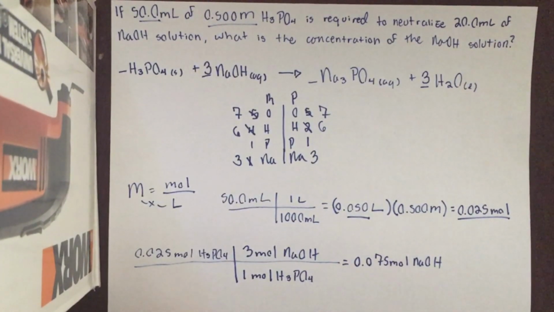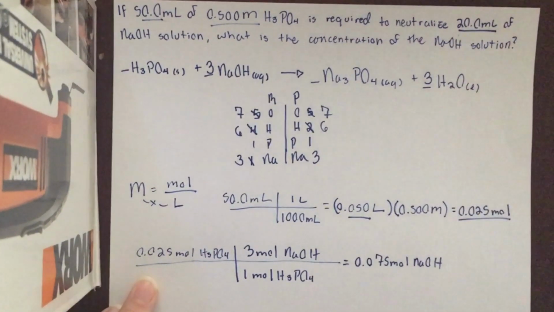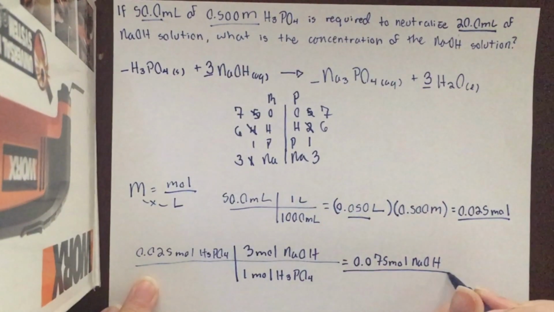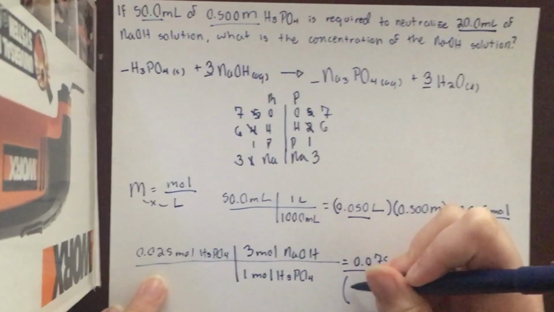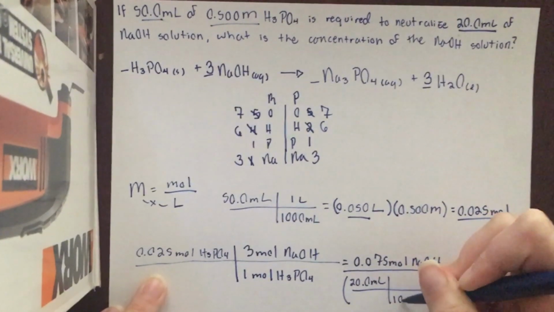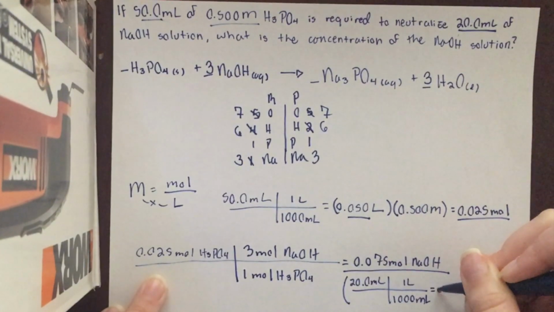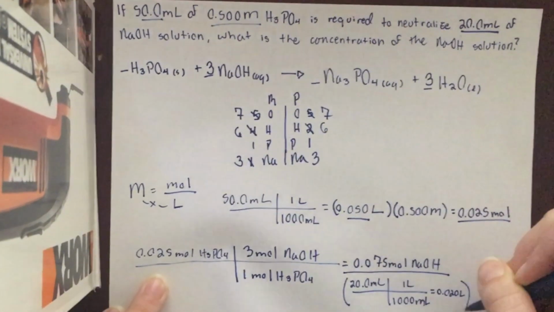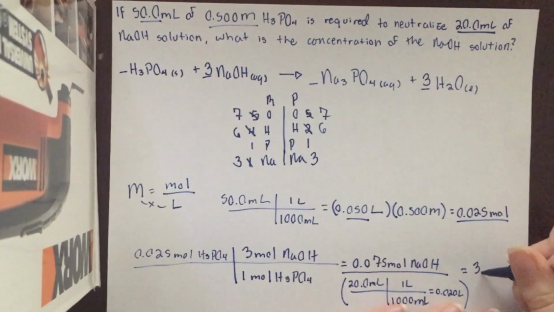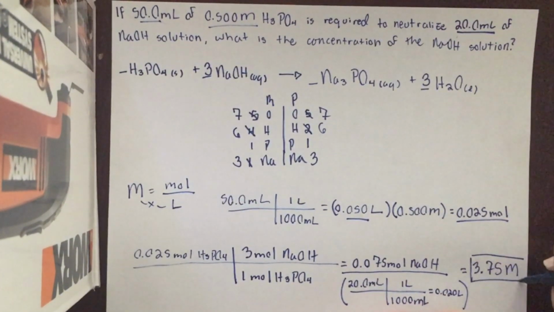So now we can use this along with our molarity equation from before and the volume that's listed in our problem, which is 20 milliliters, to solve for the molarity. Just as before, we're going to convert our 20 milliliters to liters, which gives us 0.020 liters. And then solving that out, we get that our molarity is going to be 3.75 molar for our sodium hydroxide solution.